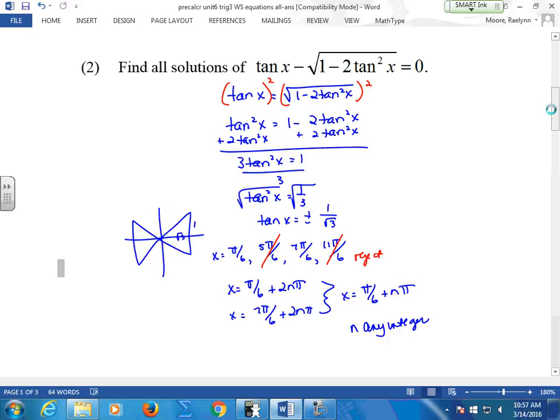When you reach this point right here, make sure you separate your radical. Otherwise, if you left 1 over 3 underneath your radical, it's not going to make any sense to you as a special triangle.